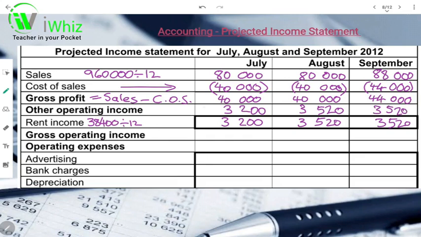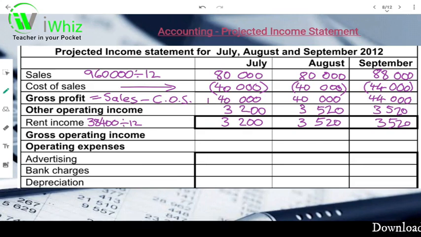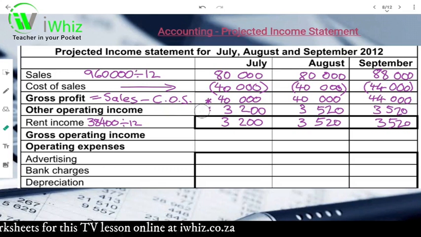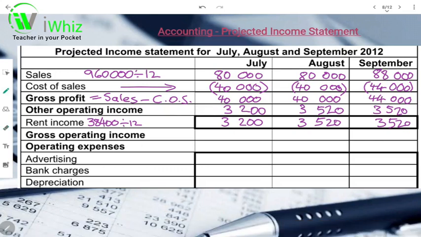Next, we look at your gross operating income. Remember, your gross operating income would be your gross profit plus your other operating income. So your gross profit, which is this amount, plus your other operating income. All right, wizards? So you're going to take 40,000 plus 3,200 rand, and that's going to give you an amount of 43,200 rand.